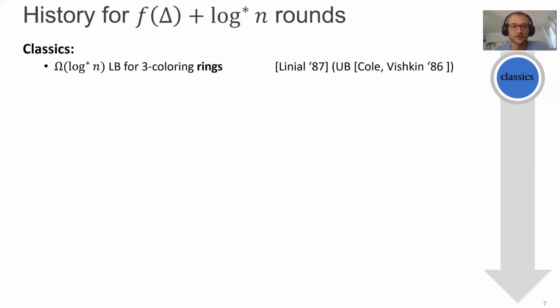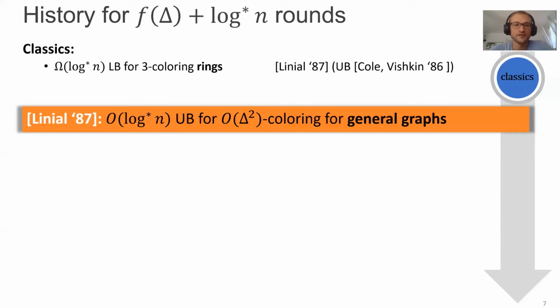In this first paper, he showed that this is necessary. You cannot avoid this log star n dependency, even if you just want to color rings and know that the topology is a ring graph, the network graph. With a constant number of colors, you need log star n rounds. And then in the same paper, he also provided an upper bound of order of log star n rounds. But this is now for order of delta squared coloring.